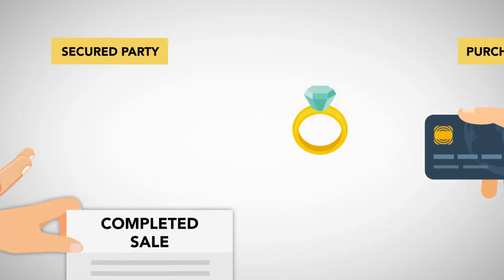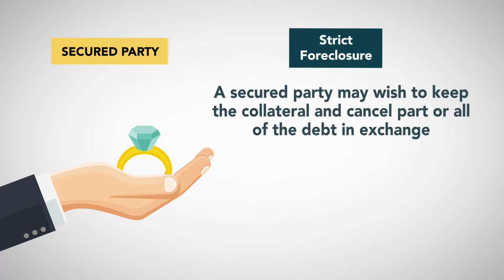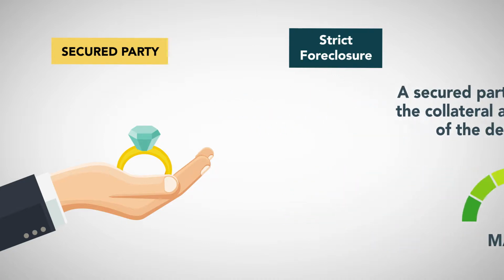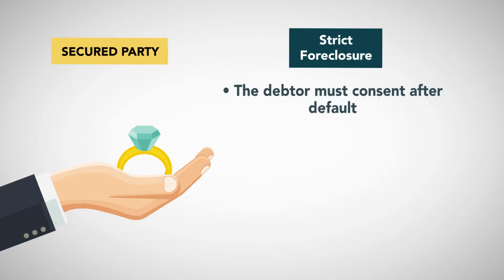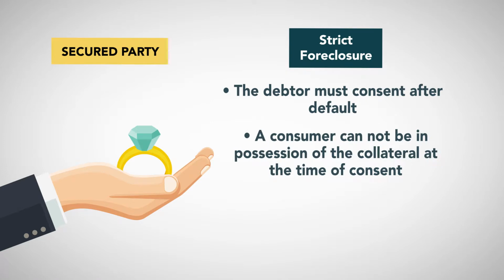Less commonly, a secured party may wish to keep the collateral and cancel part or all of the debt in exchange. This is called strict foreclosure and is more carefully regulated to ensure that it is done fairly, since market forces cannot be relied on to set the fair price. This process is allowed only if several requirements are met. First, the debtor must consent to the strict foreclosure after a default and, if a consumer, not be in possession of the collateral at the time of consent.